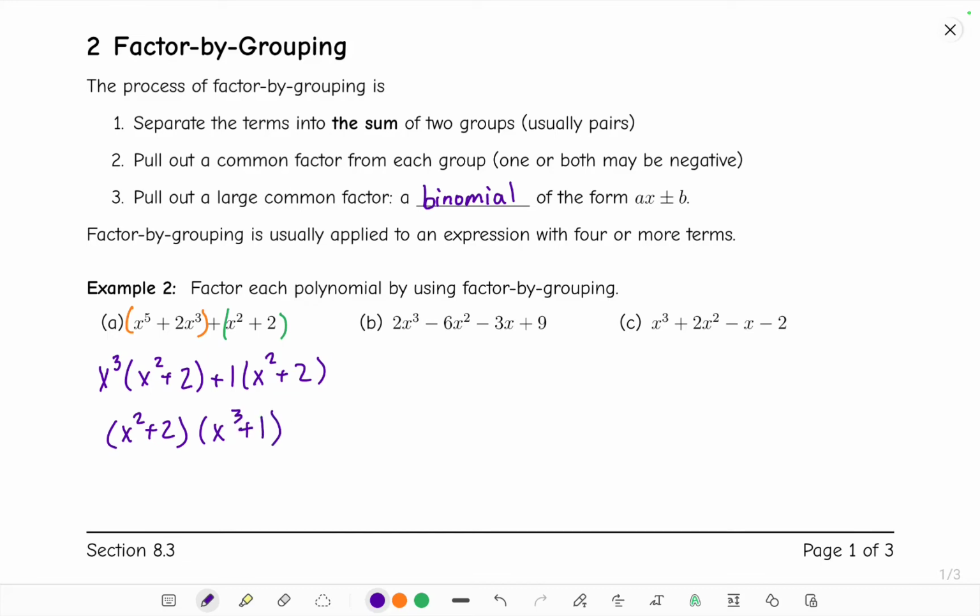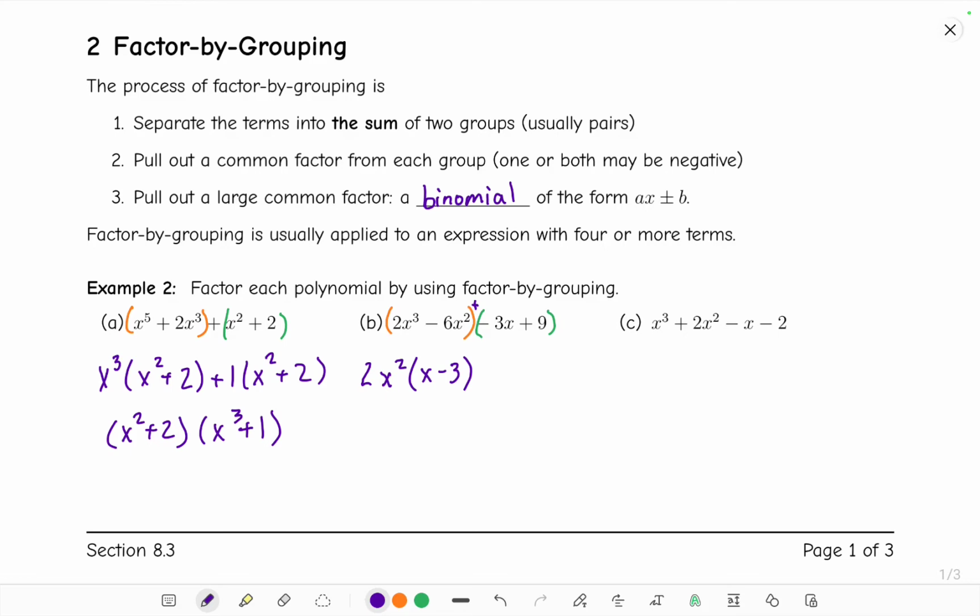B. 2x cubed minus 6x squared minus 3x plus 9. I'm going to group the 2x cubed minus 6x squared together, and the negative 3x plus 9 together. Then, just because subtraction is the same thing as adding the negative, I'm going to add a little plus sign there for me. Okay, the first two terms, well, they have an x squared in common, and then 2 and 6 have a 2 in common. When you factor that out, you get x minus 3.